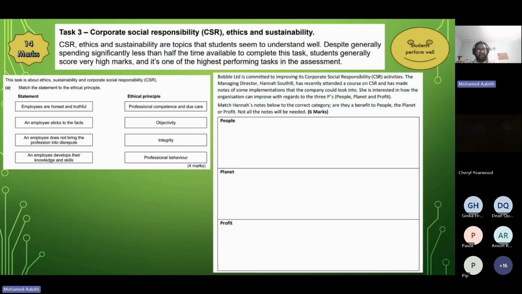And then similarly, you may have questions like this as well. Guys, don't worry, this is not a written question because I'll explain in a minute. Bobble Limited is committed to improving its corporate social responsibility, CSR, activities. The managing director, Hannah Southill, has recently attended a course on CSR and has made notes of some implementations that the company could look into. She's interested in how the organization can improve with regards to the 3Ps.